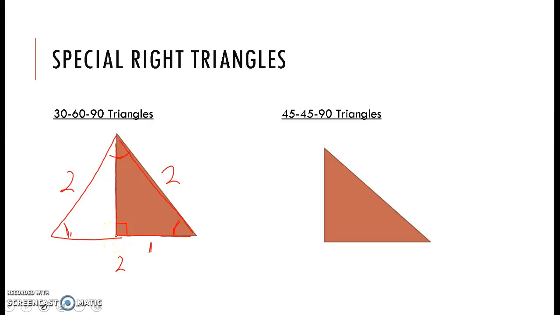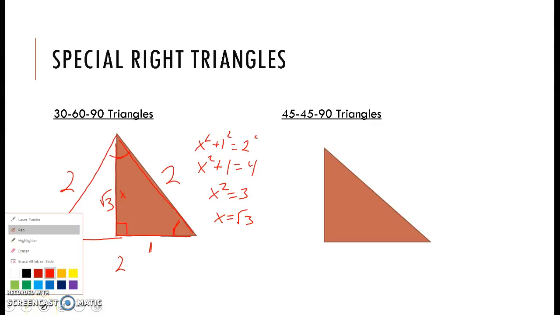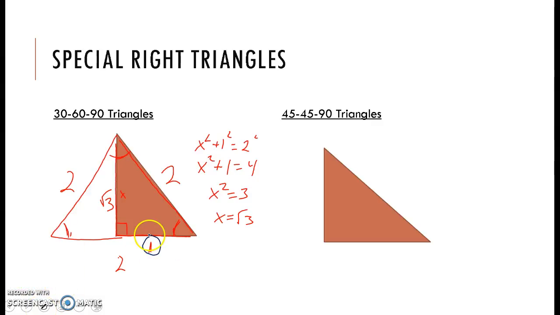We know that if I call this x for the time being, I know that x squared plus 1 squared equals 2 squared. And then we would have x squared plus 1 equals 4. If I subtract 1 from both sides, x squared is 3, which means x equals the square root of 3, which means this side is radical 3. So that means the sides of a 30, 60, 90 triangle will always be 1 for the short leg, 2 for the hypotenuse, and the square root of 3 for the long leg.